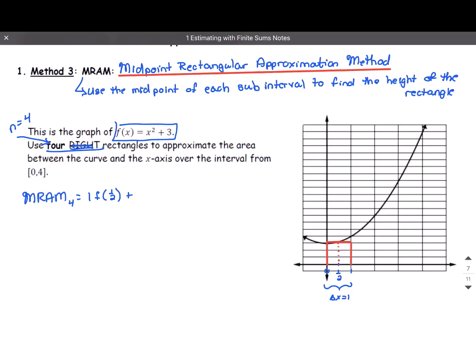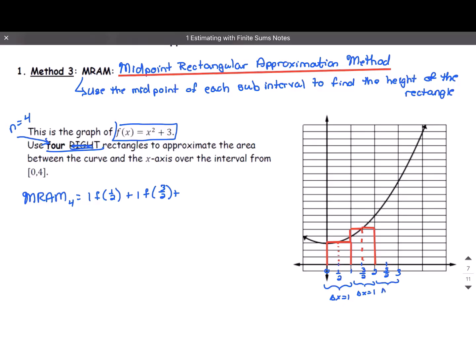Now between 1 and 2, halfway between that is 1.5 or 3/2. But notice the delta x, or the base, or the width, is still 1. So it's still 1 times, but we're going to use 3/2 to find the height this time. And I go to the left endpoint, I go to the right endpoint, I come down on each side, I have my rectangle. Now the next subinterval goes from 2 to 3, and halfway between it is 5/2, or 2.5.